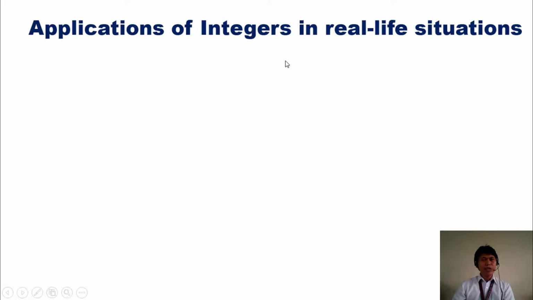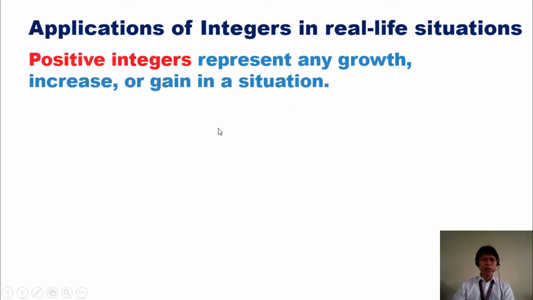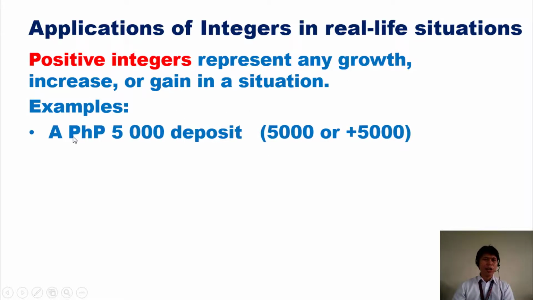Next is the applications of integers in real life situations. When do we apply or when do we use integers? Positive integers represent any growth, increase, or gain in a situation. So it is representing any growth, increase, additional gain, etc. Like for example, a 5,000 deposit. When there is a deposit, it means there is an addition. So if there is an addition, then it is positive 5,000.